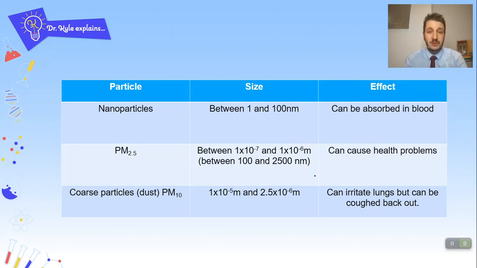And then coarse particles are essentially just normal dust. And obviously, if you ever go into a dusty room, like a loft or an attic or a shed maybe, sometimes you might cough a bit and sneeze because all of that dust is irritating your lungs. But the good thing about that is because it's large enough, your body can get rid of it. So the smaller the particle is, the potentially more hazardous it is. If it's particulate 2.5, then it can get stuck in your lungs and that can cause long-lasting health problems. And then the nanoparticles, they can actually be absorbed into the body and into the bloodstream.